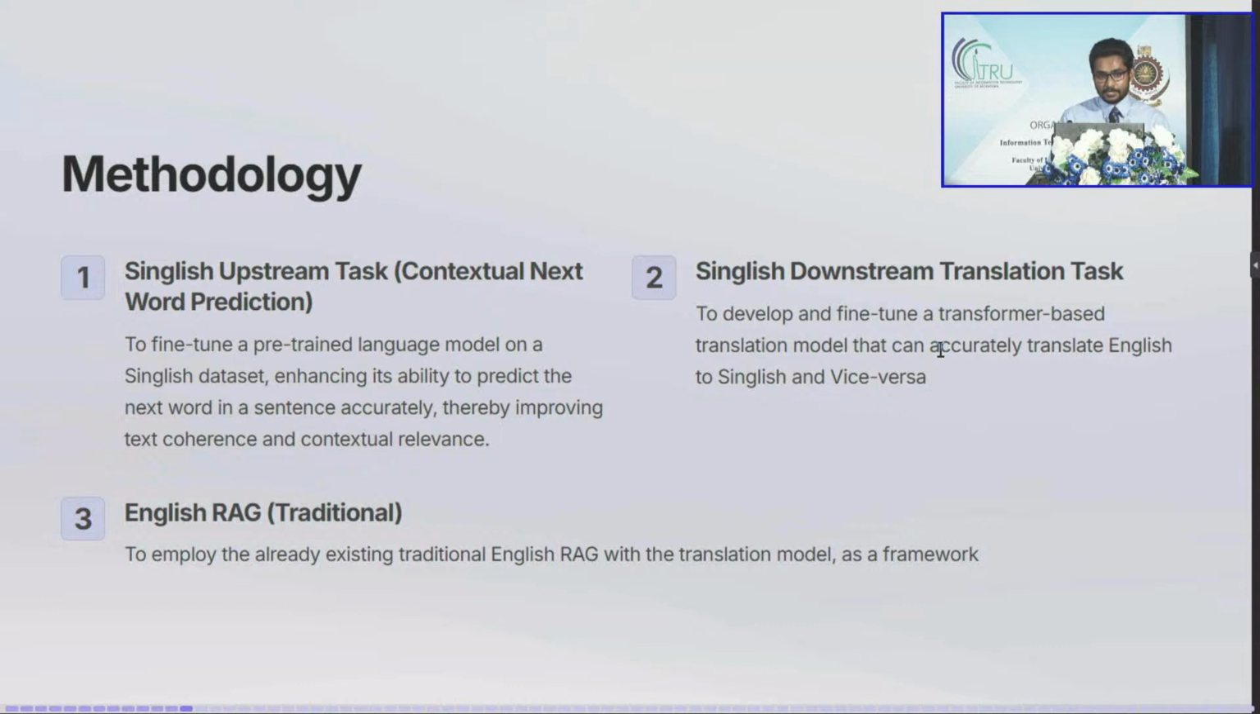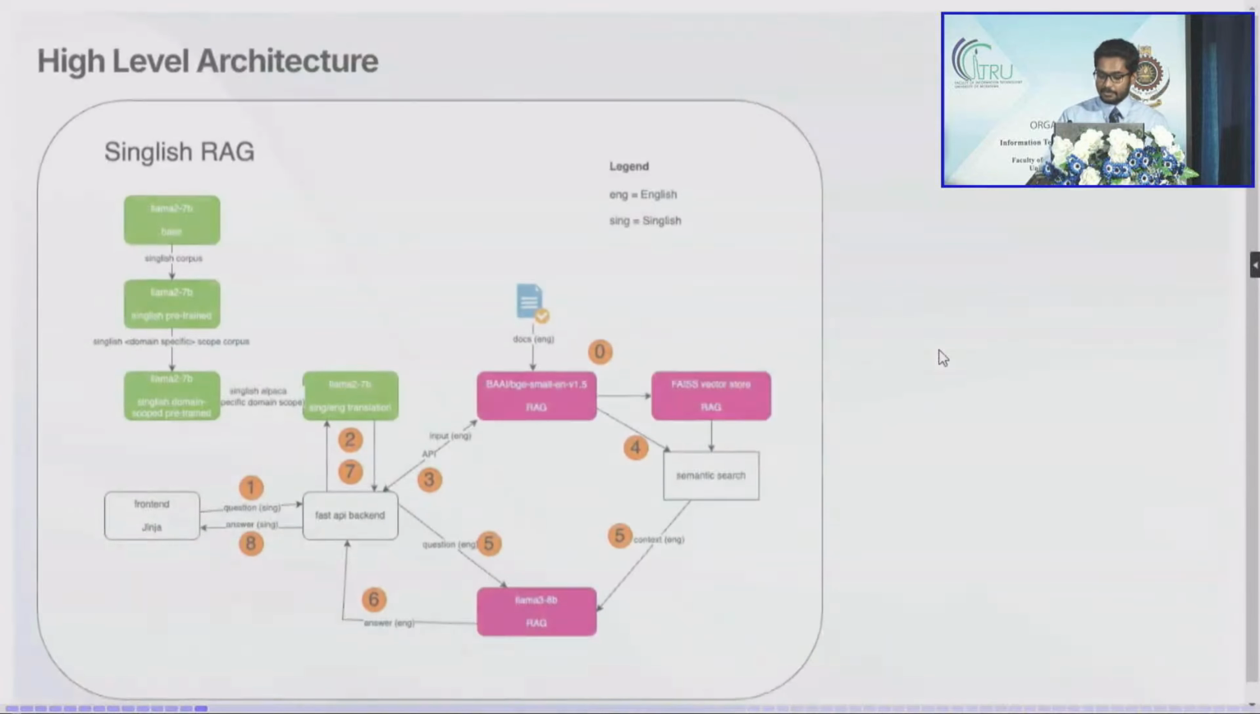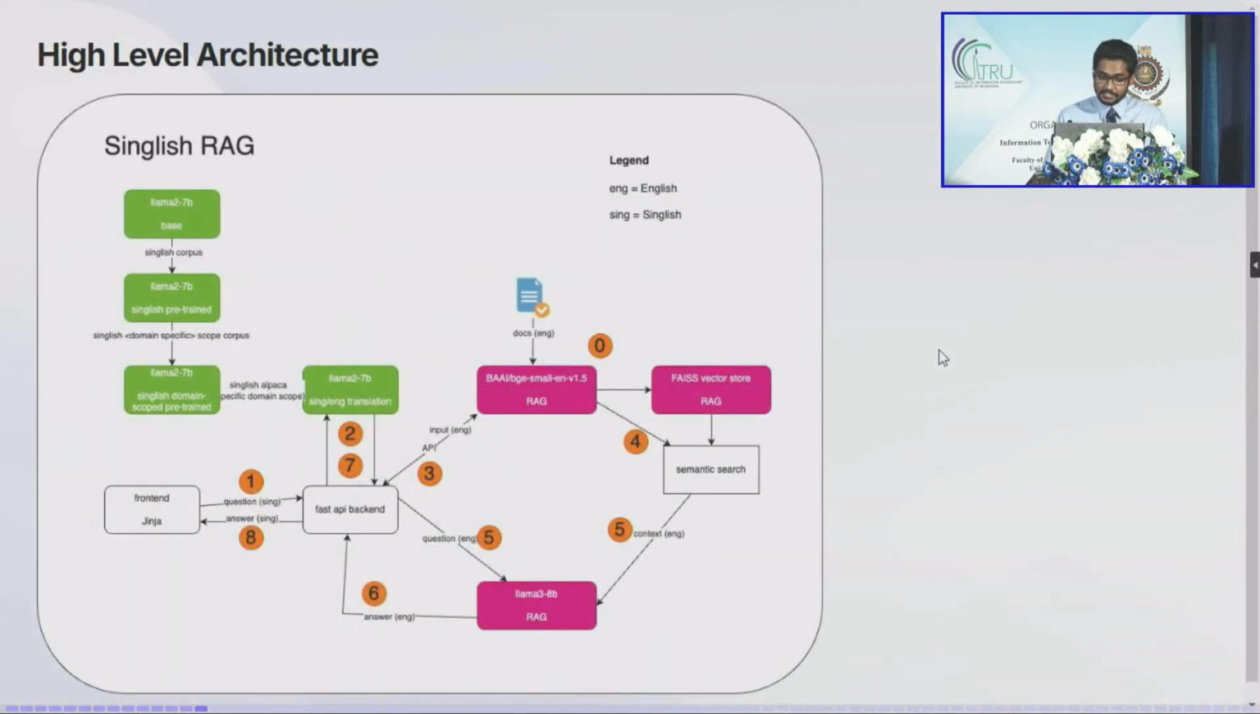And also the Singlish downstream task, which will give us the ability to do things like question answering and translation, which can be extended to systems like RAG. The RAG is an English traditional RAG, but we can integrate it with our already developed system. So this is a high-level architecture. In green color, you can see what we have done: the upstream pre-training, and also the translation fine-tuning and the question answering fine-tuning. And in red color, you can see the traditional English RAG, which is available in the world right now.